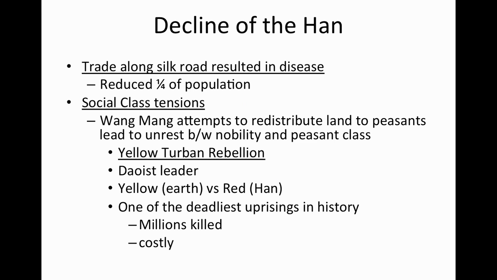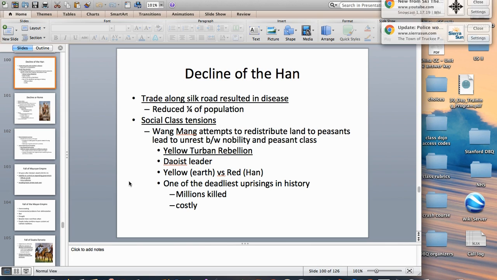The Han Empire declined, combination of disease, social class tensions, maybe the Yellow Turban Rebellion, where Wang Mang attempts to redistribute land to peasants. The nobility begins to battle the peasant class. I'll come back to this in a second.